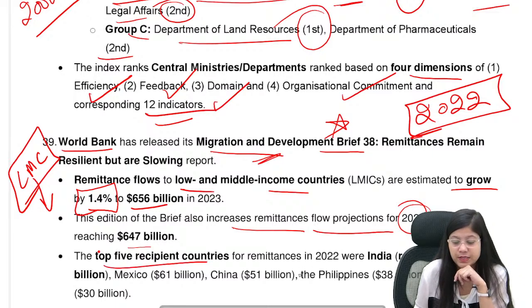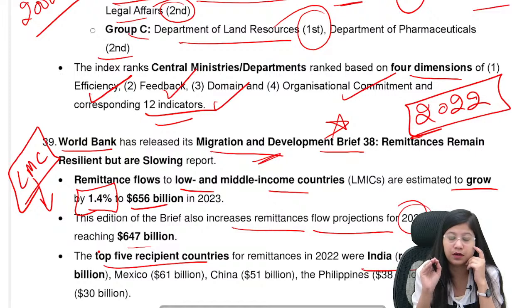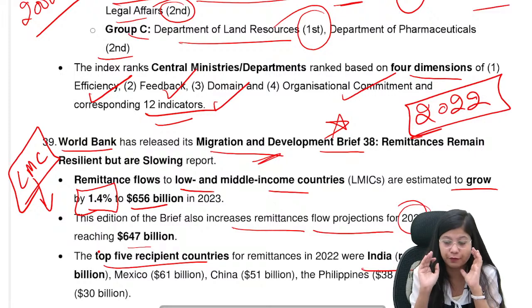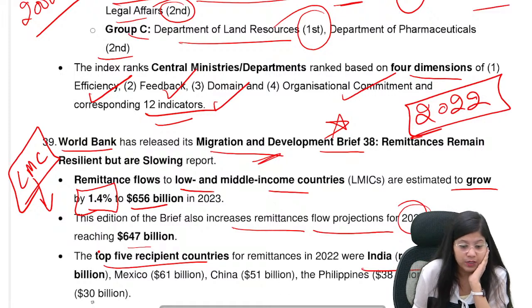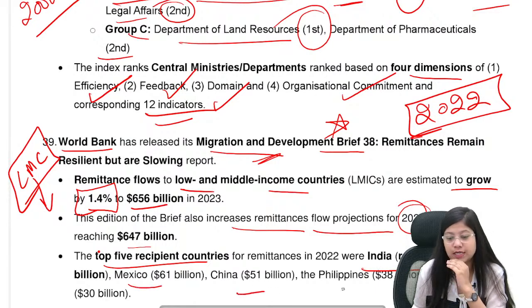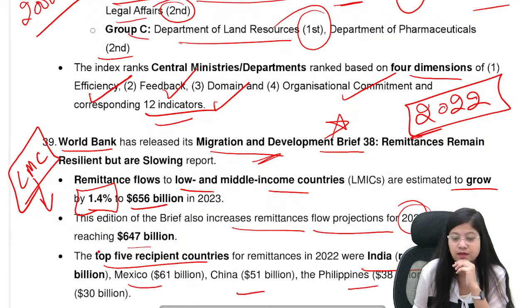The top 5 recipient countries are India. India has the highest remittances inflow, 111 US billion dollars. Then Mexico second, China third, Philippines fourth, Pakistan fifth position.